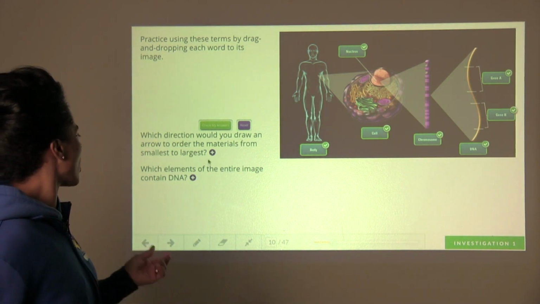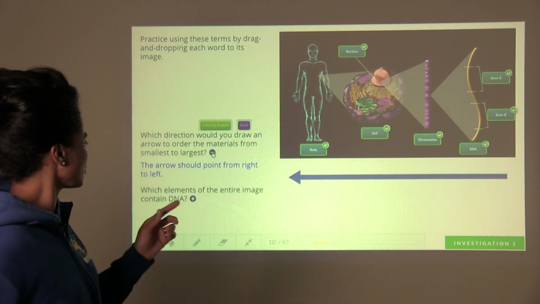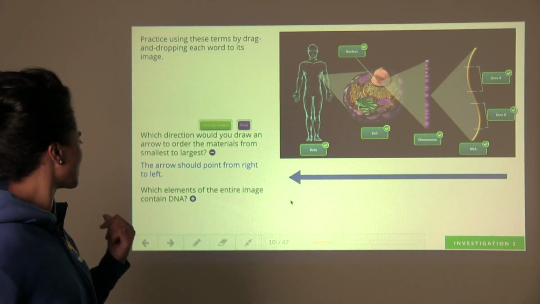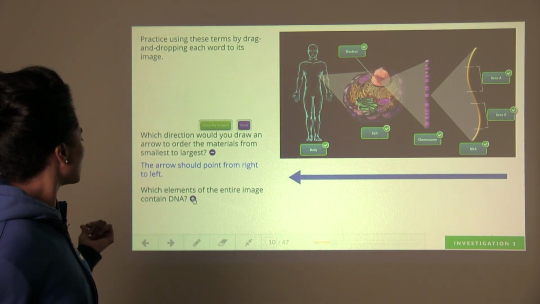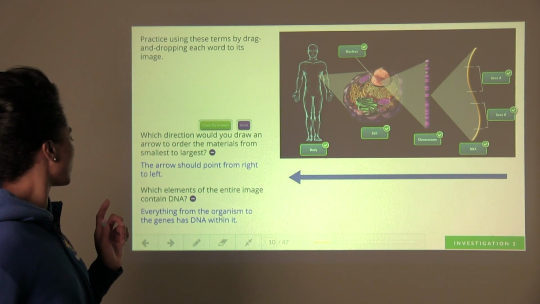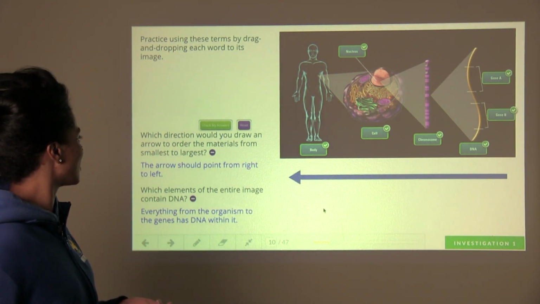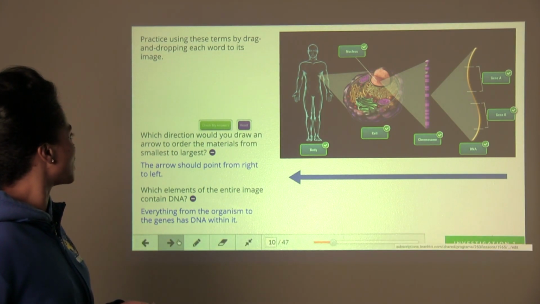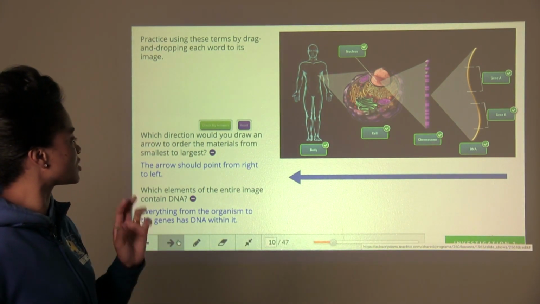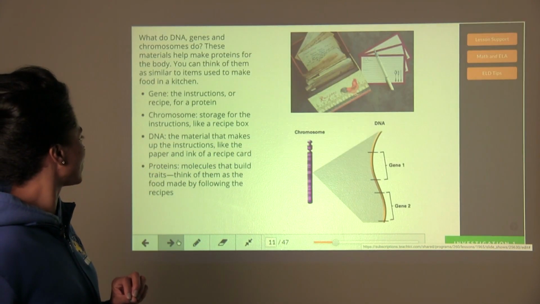Which direction would you draw an arrow to order the materials from smallest to largest? The arrow should point from right to left in that case. Which elements of the entire image contain DNA? Everything from the organism to the genes has DNA within it. Okay? So just wanted to make sure you guys could see what it looks like, how these different terms connect to each other. All right?